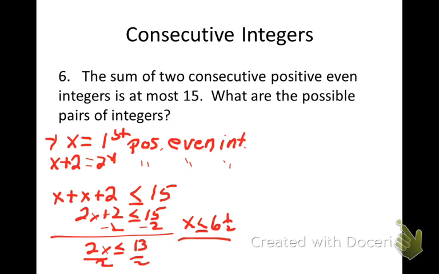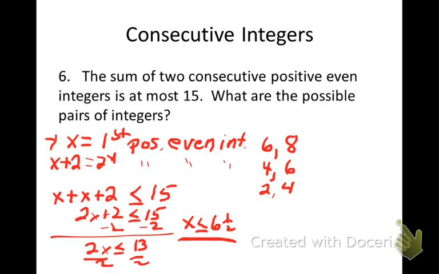So let's take the largest positive even integer less than or equal to 6.5. Well, it would be 6, and 6 plus 2 would be 8. So that would be one combination. Are there any other positive even integers less than or equal to 6.5? Well, yes, 4 is. 4 plus 2 is 6. Are there any others? Yes, 2. 2 plus 2 is 4.